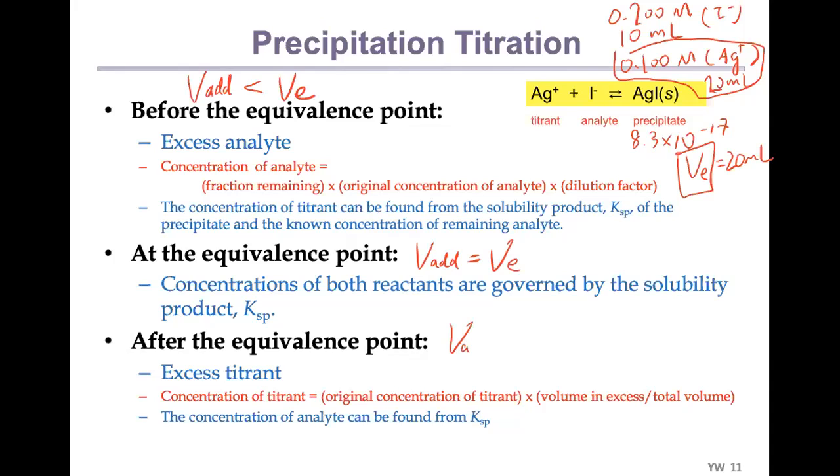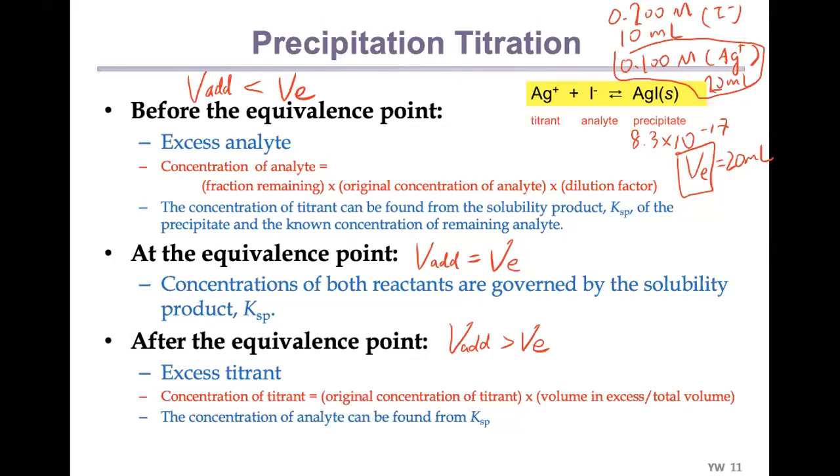And this one should be larger than VE, okay? All right, now, if we go back to the first case, before the equivalence point, it means that you didn't add enough silver to the solution, so you will still have plenty of iodide in the solution. How do you calculate the remaining amount of iodide in the solution?